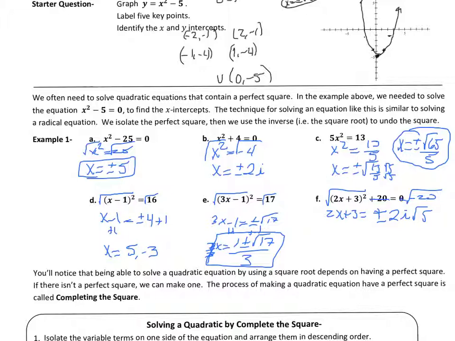And now it's easy, right? Minus 3 and divide by 2. So we get x equals negative 3 plus or minus 2i root 5, all over 2. Can I cancel those two 2's? No, because I don't have a 2 out front with that 3. If that minus 3 were like a minus 6 or a minus 4, then I could cancel the 2. So the answers are negative 3 plus 2i root 5 over 2 and negative 3 minus 2i root 5 over 2. There are two answers there.